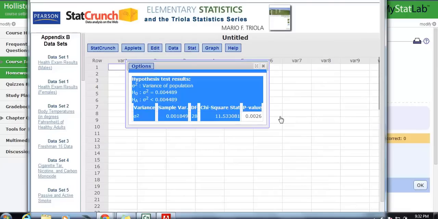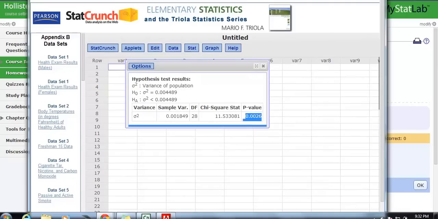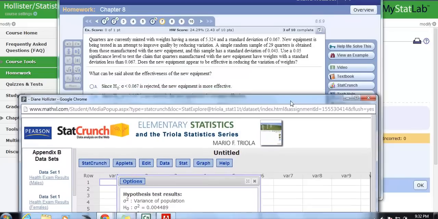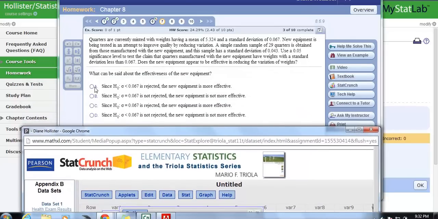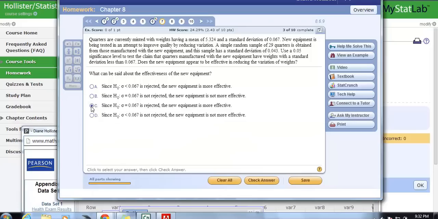Our p-value here is 0.0026. We're going to go back and take a look at the alpha level in this problem, which is 0.05. So we're comparing 0.26% with less than 5%. So the answer is yes. We're going to reject H0 and assume HA.